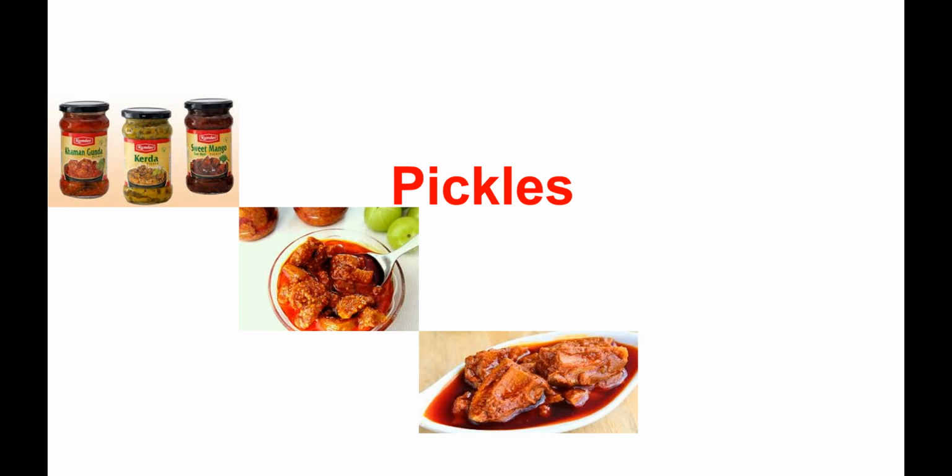Okay, so let's move to pickles. The process of preservation of fruit and vegetable pieces in common salt or in vinegar is called pickling. If I ask you what the procedure of pickling is, it is a preservation method in which pieces of fruits or vegetables are preserved in salt and sugar. Additionally, spices and edible oil are added to the product.